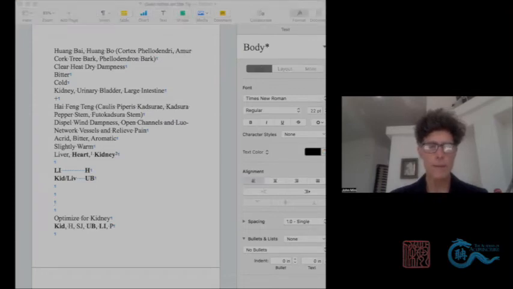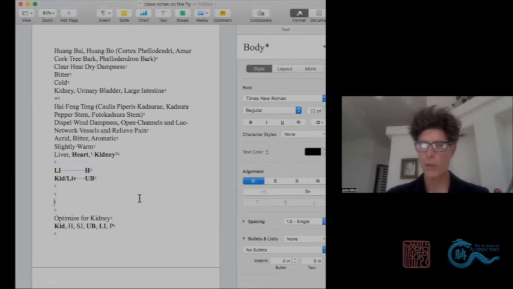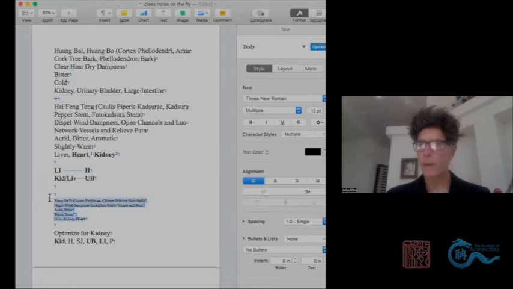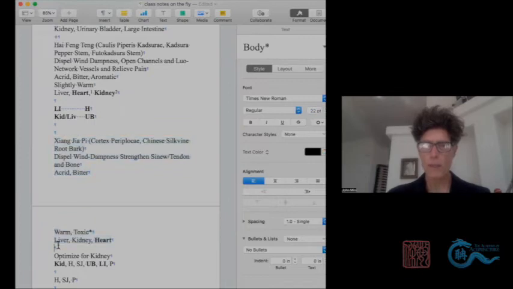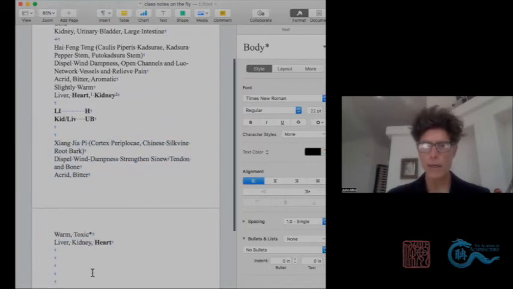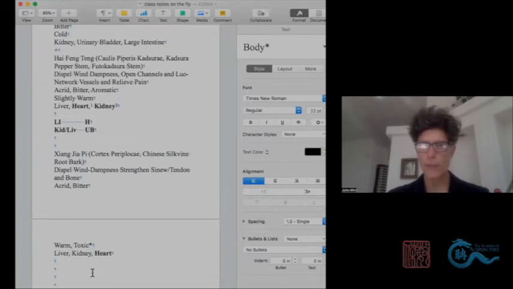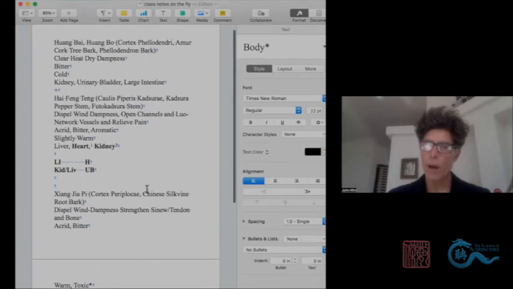All right, okay. We could easily stack this formula with another herb if there's deeper bone and maybe some tendon involvement as well. I would think of stacking this herb along with it, which would be the Xiangjiapi. Okay, Xiangjiapi. Look at that. We've got an amazing stack going on. Okay, liver, kidney, heart, liver, kidney, heart. Okay, Hai Feng Teng. But this is warming things up. So if we're warming things up here, we want to cool it down more with the Huang Bai.